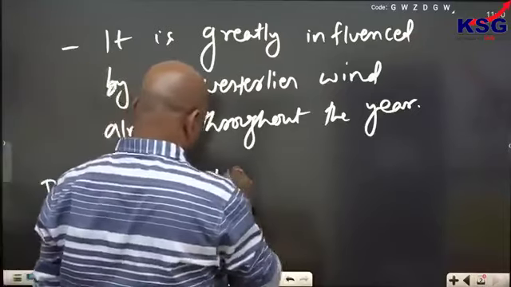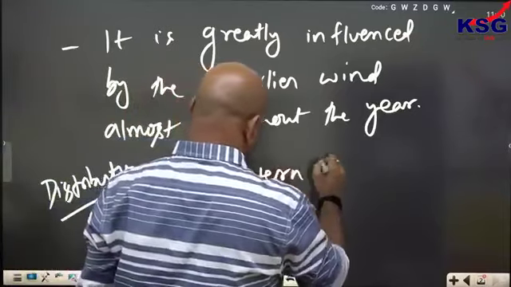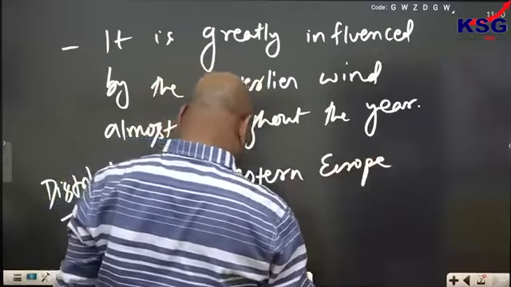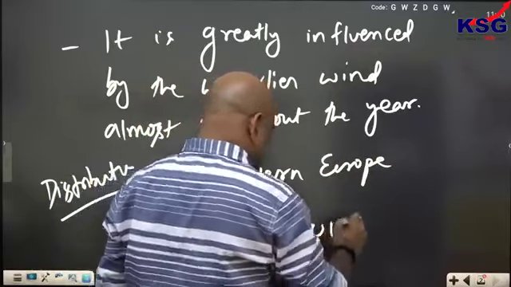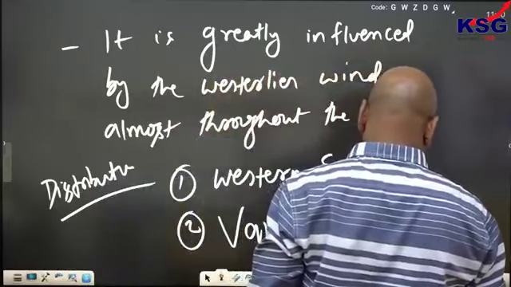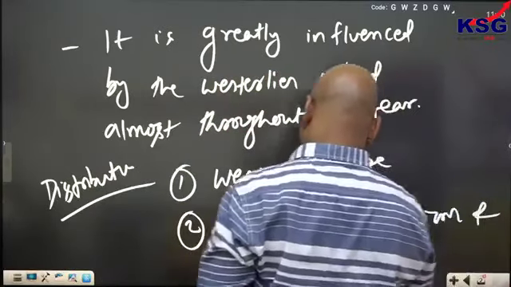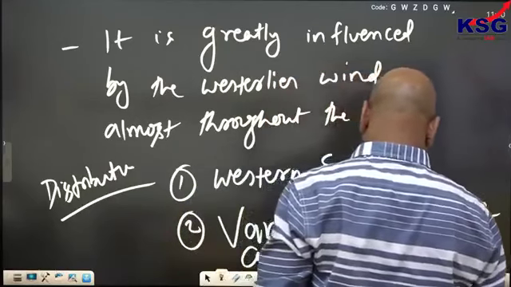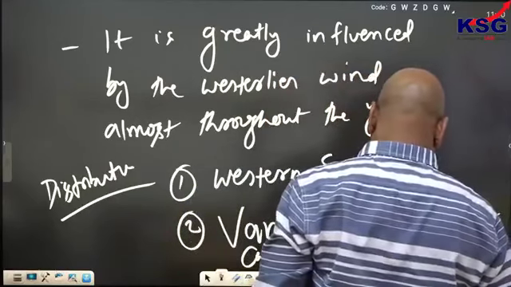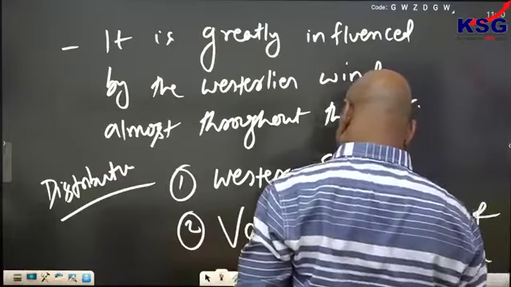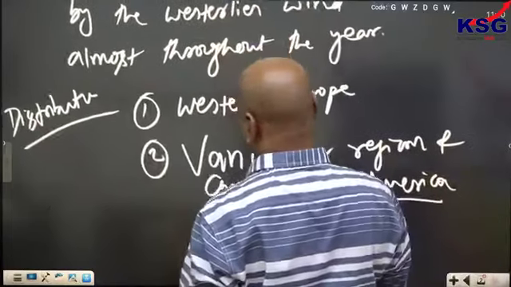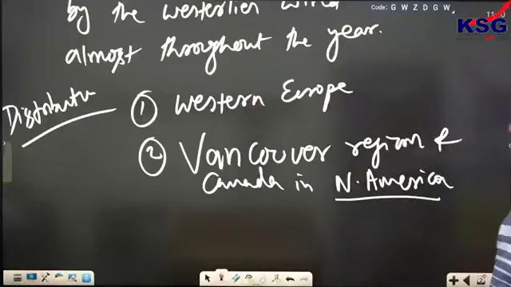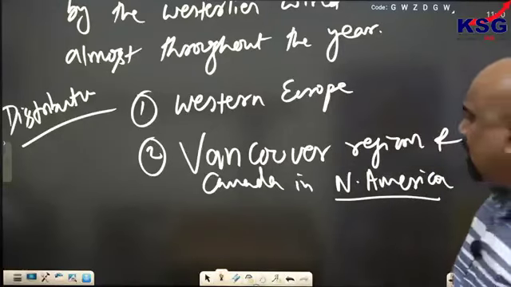Okay. If I go for the distribution, first is Western Europe, where you have the British Isles. Second one, Vancouver region of Canada in North America. In North America, Vancouver region of Canada, you have this type of climate.